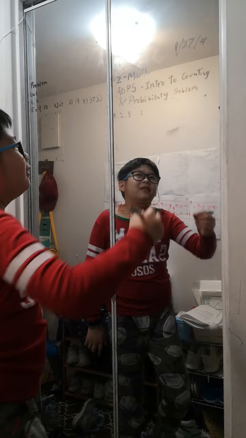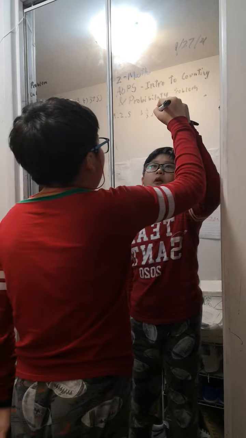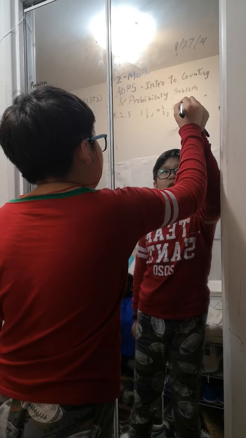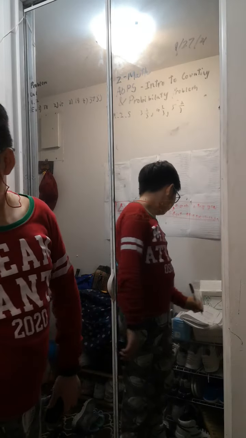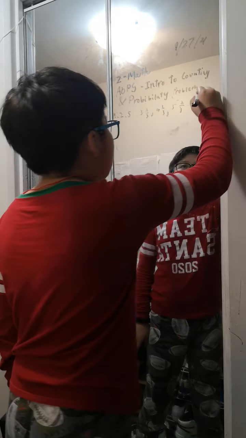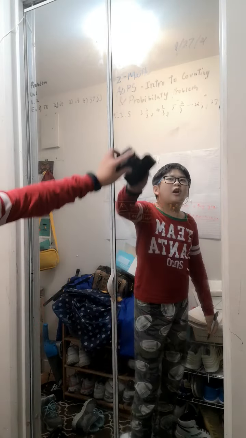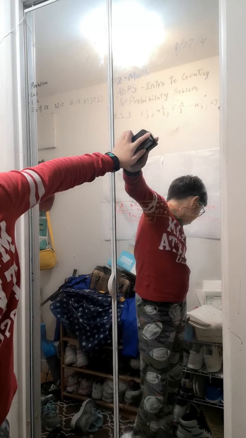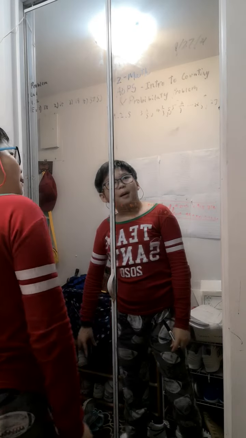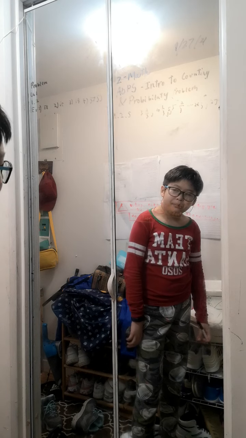How many numbers in the list? 3 and 2 thirds, 4 and 1 third, 5 and 2 thirds, all the way to 26 and 1 third, 27. Wait, no, I forgot a number here: 5, going up by 2 thirds each time. How do we do that?